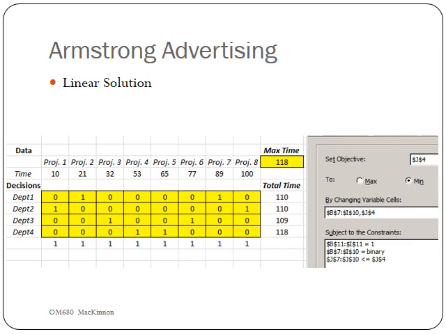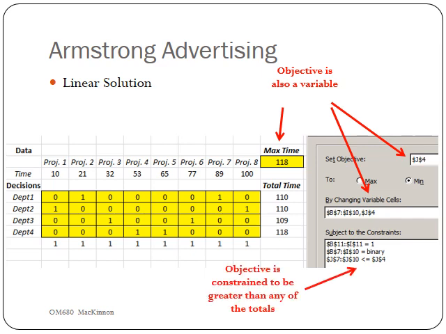So here's the linear solution. It's a little bit different, but laid out very similar, okay? But our objective is also a decision variable, all right? So that's a little bit new. We've never done that before. The objective is constrained to be greater than any of the totals, okay?